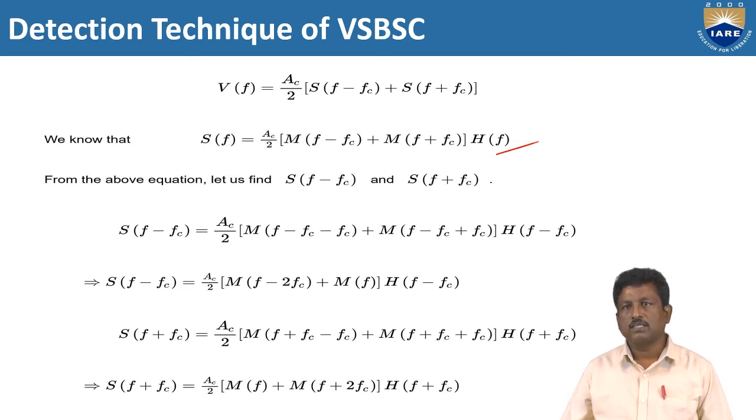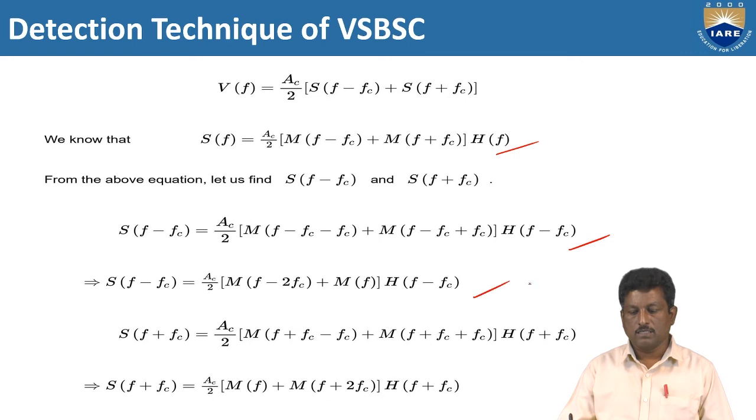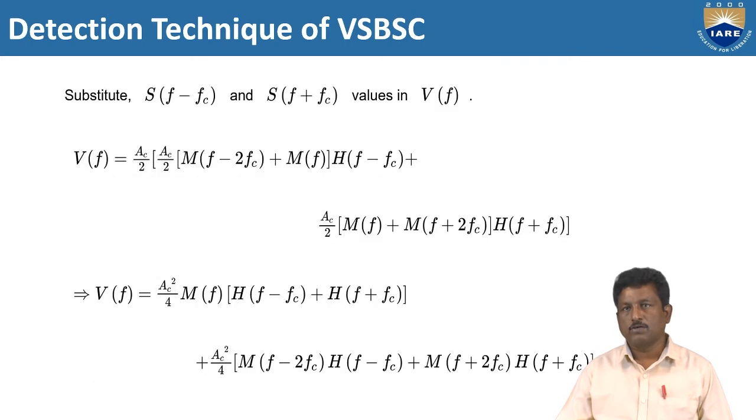So that is, we are converting the output of these, S(f - fc) plus S(f + fc). So these are the lower side band and upper side band. S(f - fc) is the lower side band, and S(f + fc) is the upper side band. So by combining these and replacing the other terms, we will get these equations. Finally, we are going to get S(f) equal to Ac/2 [M(f + 2fc) H(f + fc)]. So from this we are substituting these values.